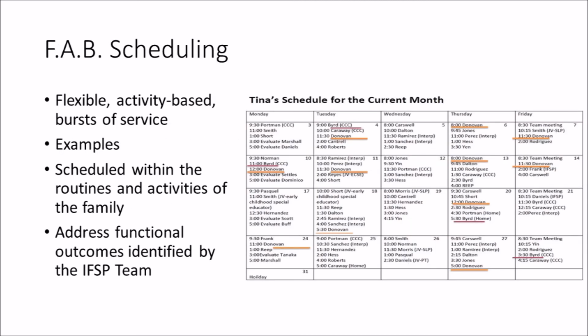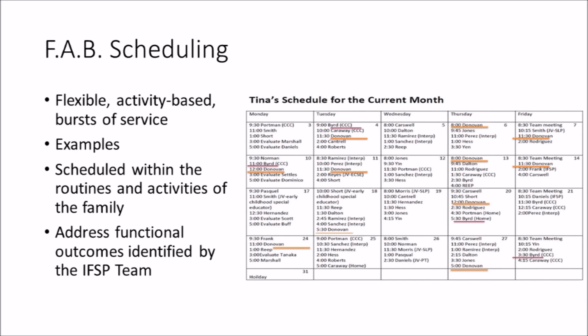So we just talked about that flexible, activity-based burst of service. That's what we call FAB, or FAB scheduling. Once the decision is made who will serve as the team lead for a particular child and family, the frequency, intensity, and duration of support provided by the team lead and any needed joint visits with the secondary service provider must be specified. I'm going to direct us again to the webinar companion.